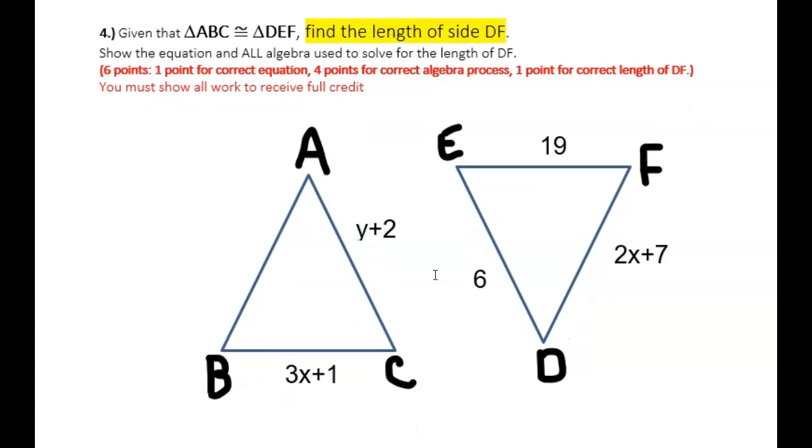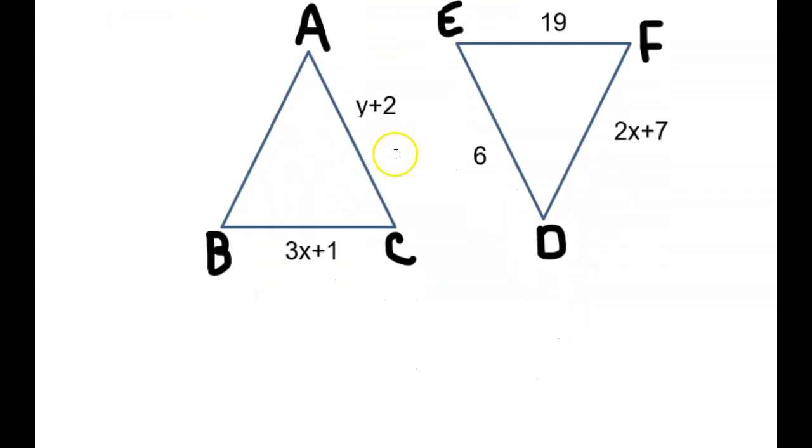So number 4, we have 2 different triangles. Triangle ABC is congruent to triangle DEF. Find the length of the side from D to F. So that's this length right here. Show the equation and all algebra used to solve for the length from D to F. This is worth 6 points. 1 point for correct equation, 4 points for the correct algebra process, and 1 point for the correct length of D to F. You must show all your work to receive any credit.